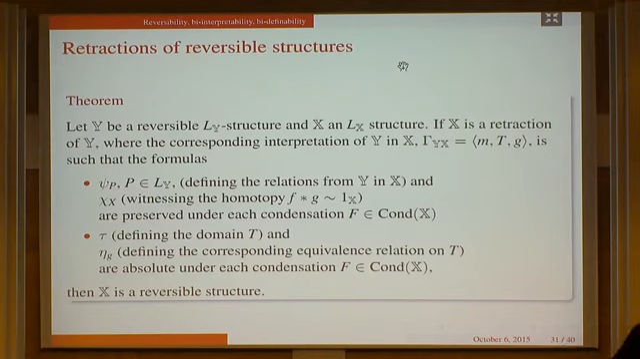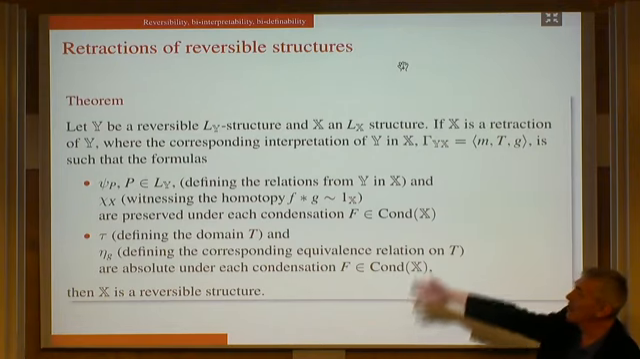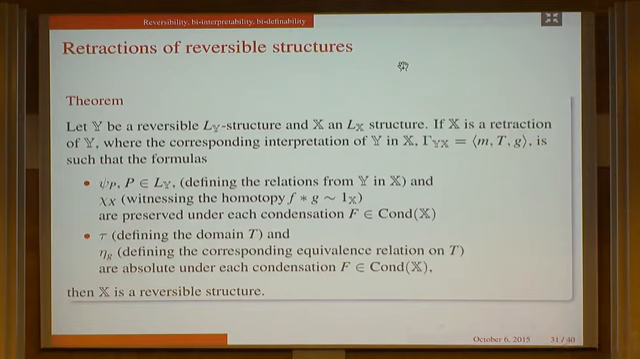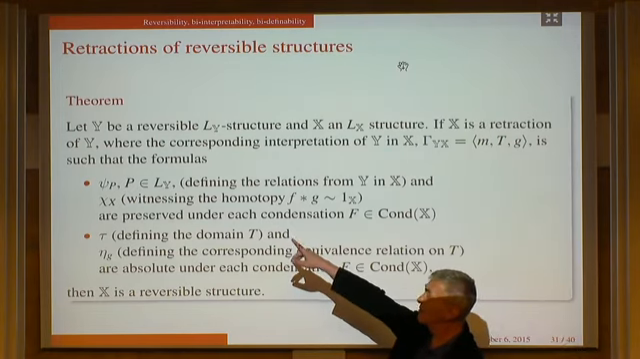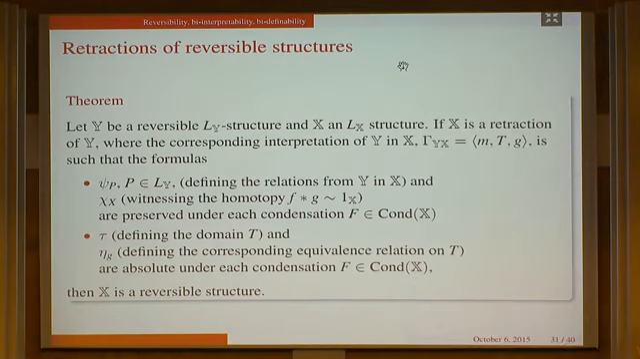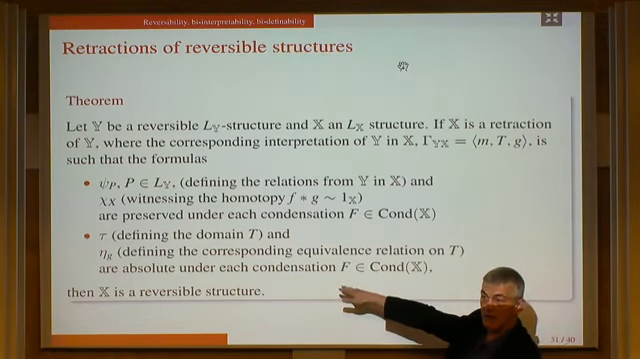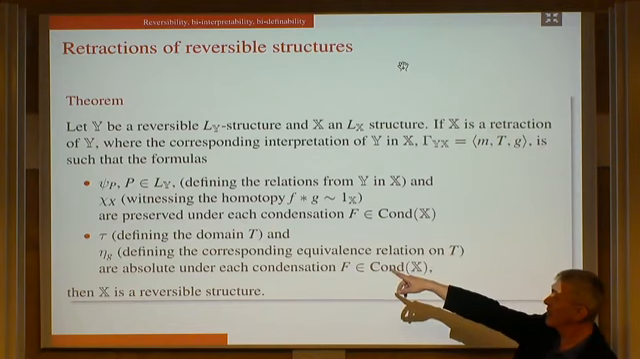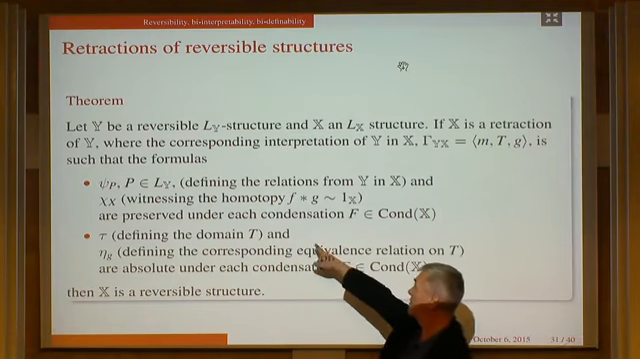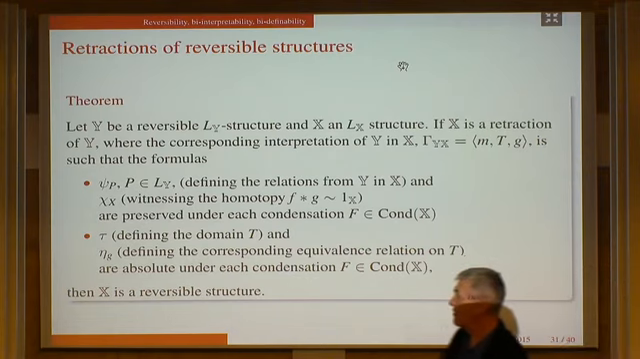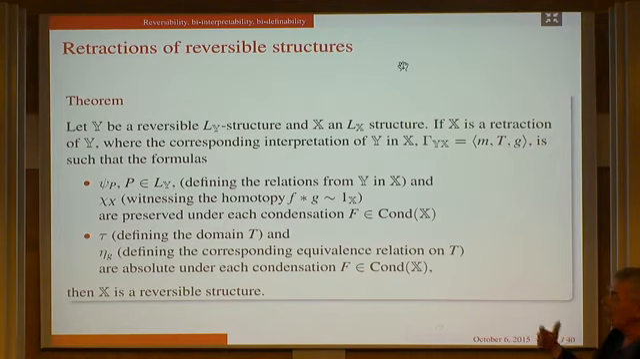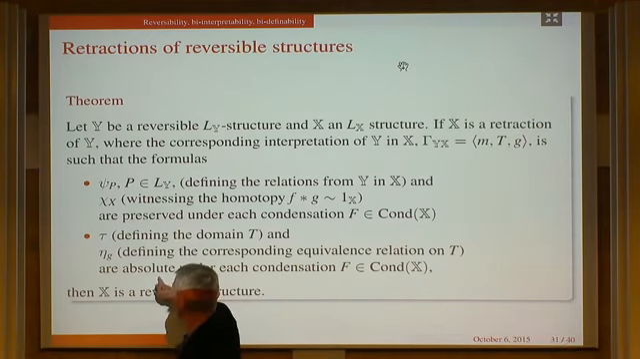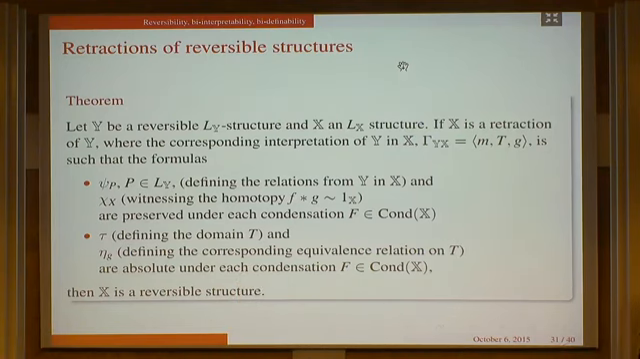Now, reversibility by interpretability, by definability. So, what's going on with interpretations? Do they preserve reversibility? The point here is that if Y is reversible and X is interpretable in Y, when is X reversible too? Well, these are some syntactical conditions. First, that the formulas defining relations from Y in X are preserved under each condensation of X, and tau defining the domain of the interpretation, and eta defining the corresponding equivalence are absolute. This must be absolute under each condensation. Then X is a reversible structure.